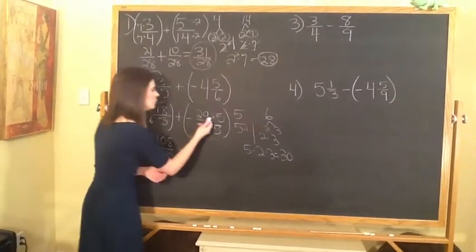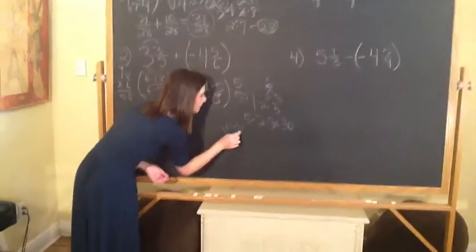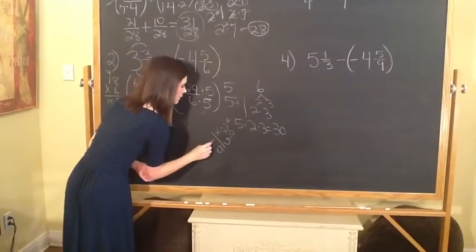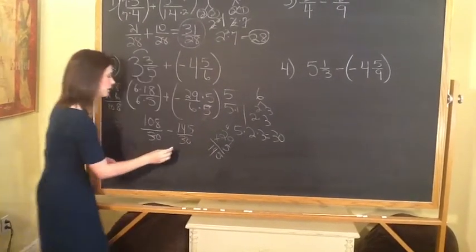So now let's go ahead and do 29 times 5. So I'm going to do my work over here. 29 times 5. 5 times 9 gives you 45. 5 times 2 gives you 10, plus 4 gives you 14. So we have 145 over 30. So now we're going to go ahead and subtract.